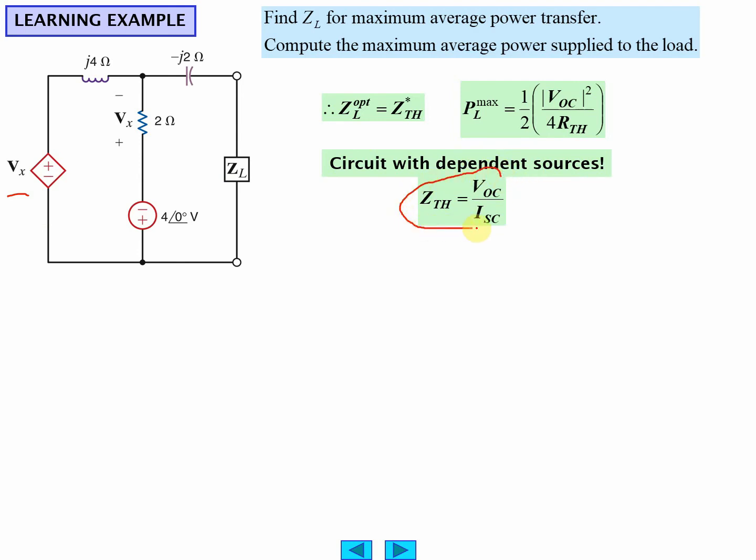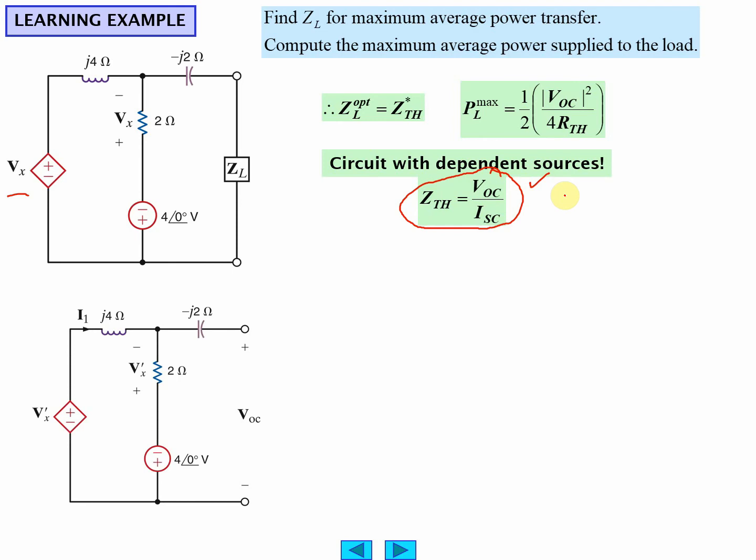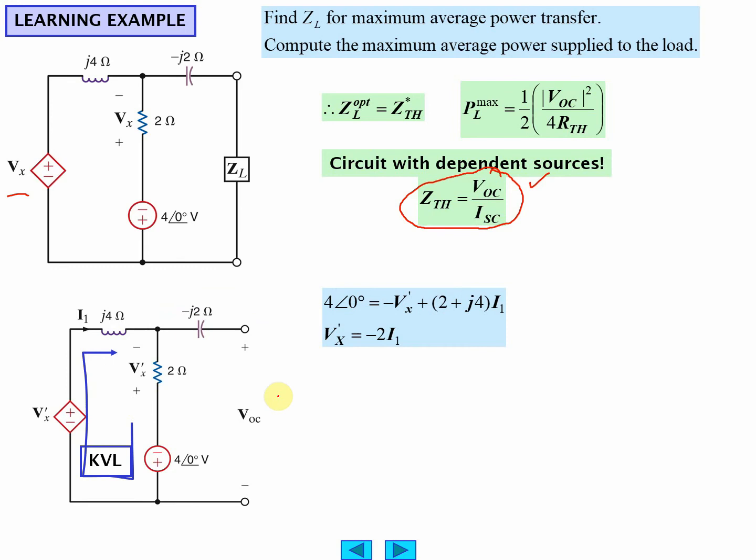You can't use 1/2 Vm squared over R or 1/2 Im squared R. You can't do that. You got to go back to the beginning. And we can look at this circuit, redrawing it, with VOC instead of a ZL. Do KVL around this loop, anyway, we'll keep going with that.